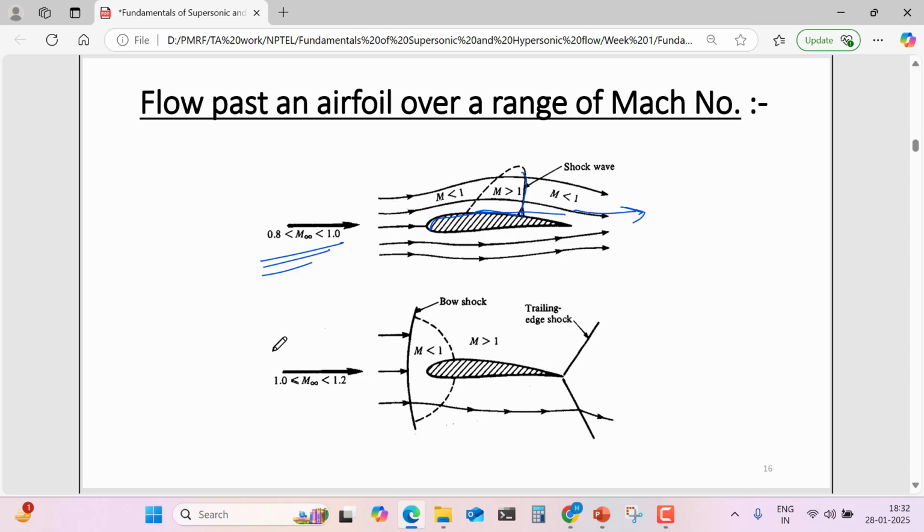If the Mach number is slightly greater than 1, then one part of the shock wave will shift to the leading edge, and the other part of the shock wave will shift to the trailing edge.